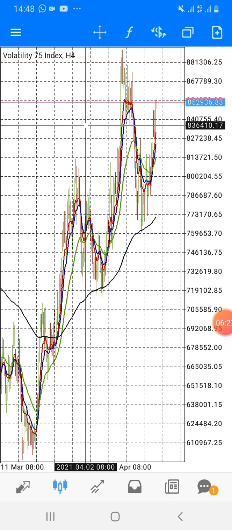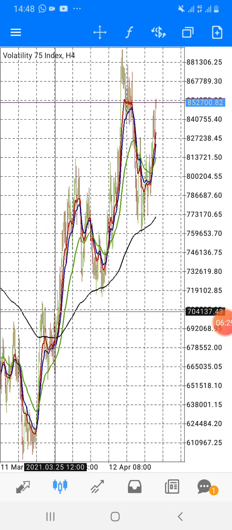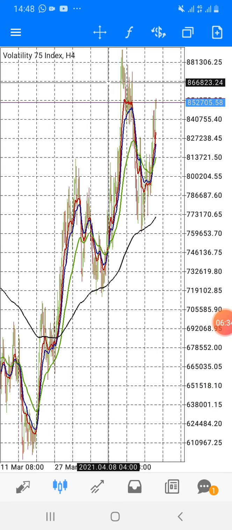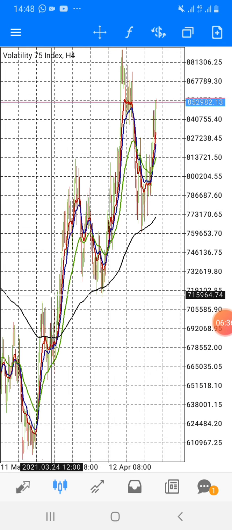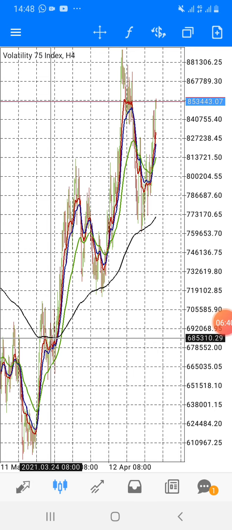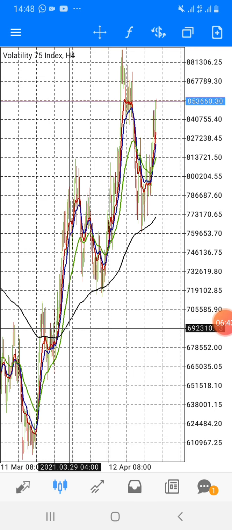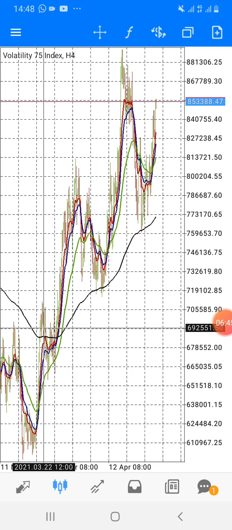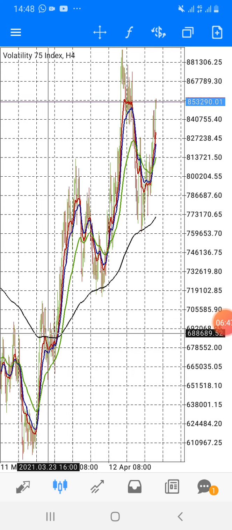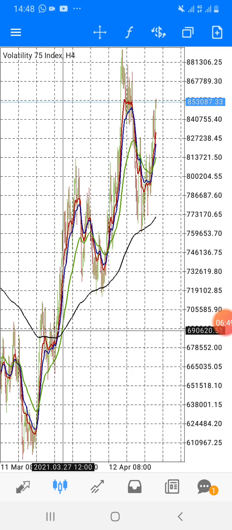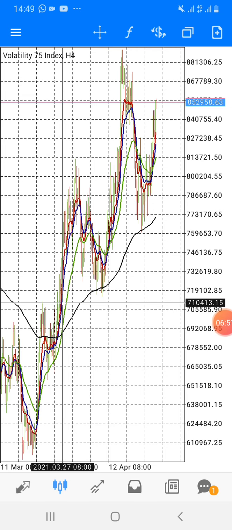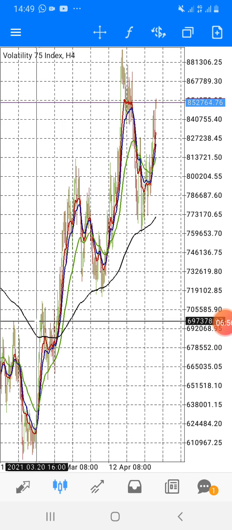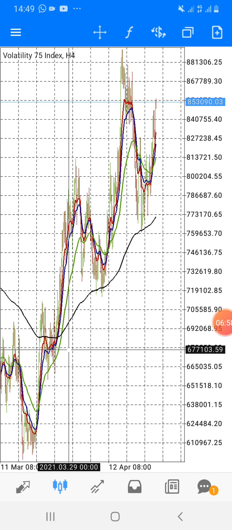Having these pullbacks is common. Remember, the market cannot move in a straight line going up. The market maker has to make these stop hunts here and there. But the first step is identifying that are we in an uptrend now or we are in a downtrend. So this crossover is validation that we are now in an uptrend. If the red, the blue, and the green line cross to be above the black line, we are now in an uptrend. Vice versa is also true. If they were crossing to be below the black line, we'll be in a downtrend.